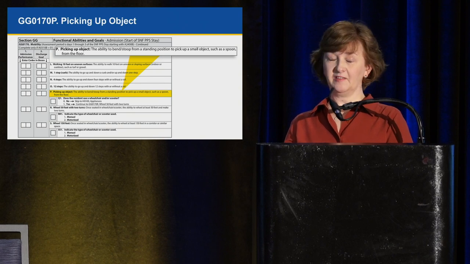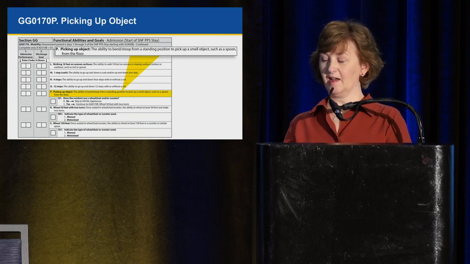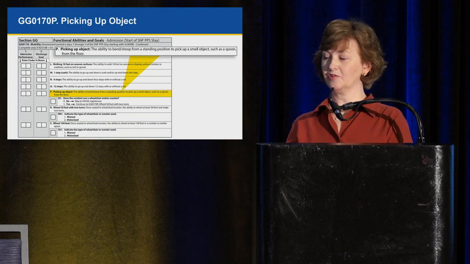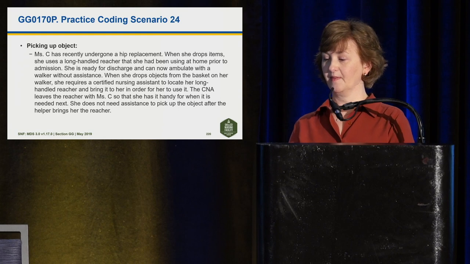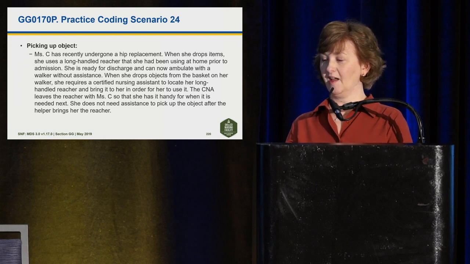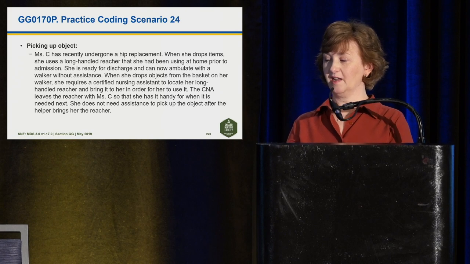This next activity is pick up object. This refers to the ability to bend or stoop from a standing position to pick up a small object, such as a spoon from the floor. So here we have scenario 24. Ms. C has recently undergone a hip replacement.